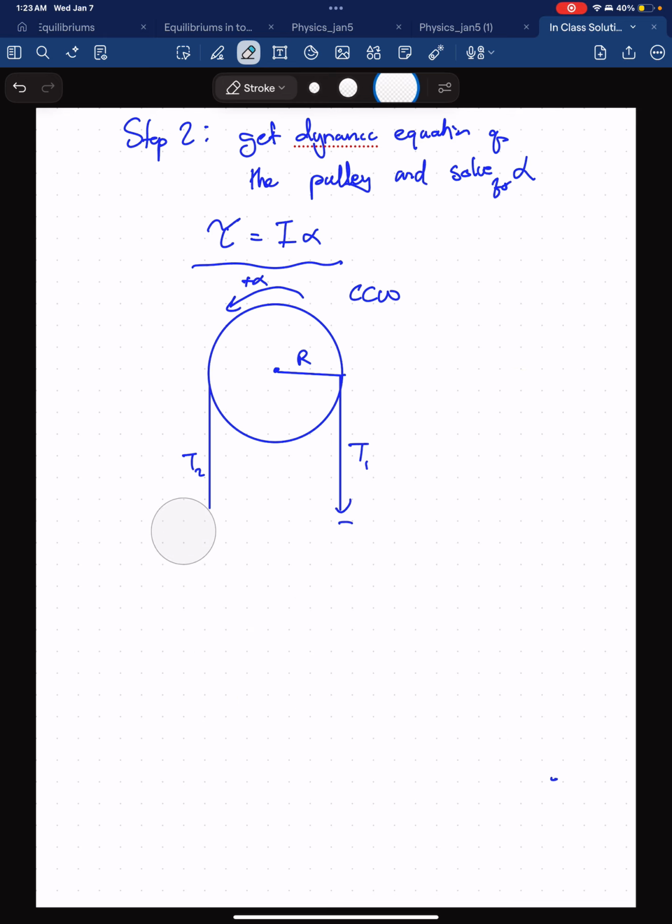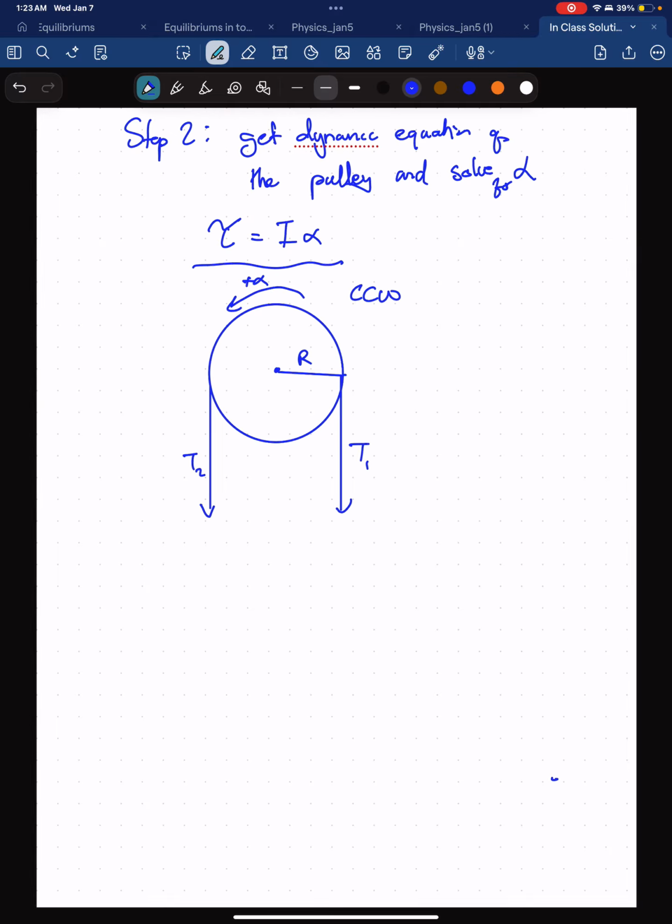Okay. So my step 2 now will be to get the dynamic equation of the pulley and solve for alpha. So if you remember, I said that my counterclockwise angular acceleration is positive. I'll put that there for reference right now. So now, this system here is what the pulley sees. All right, this is the system of the pulley. So imagine this case, the pulley.